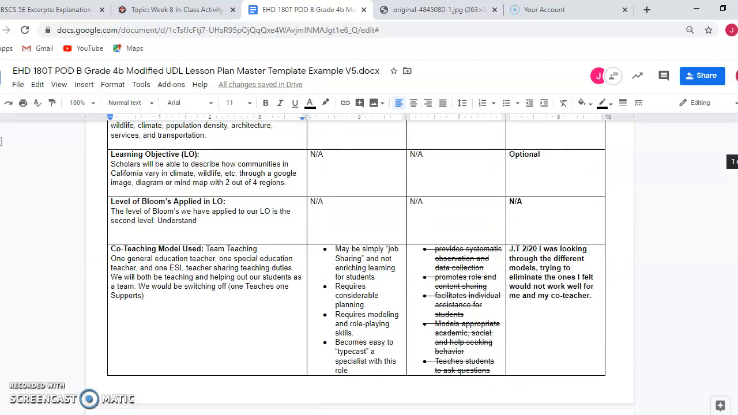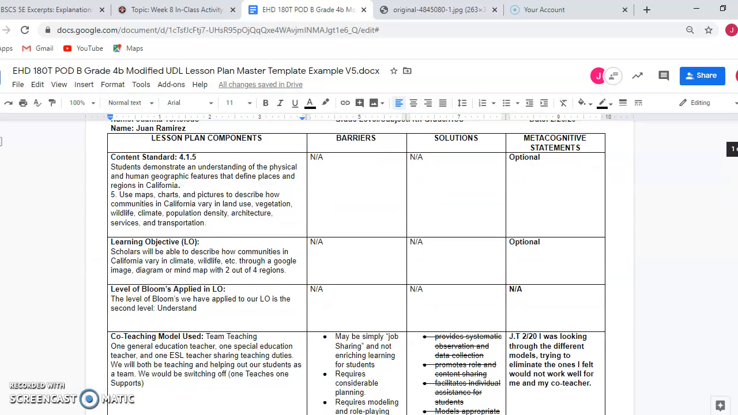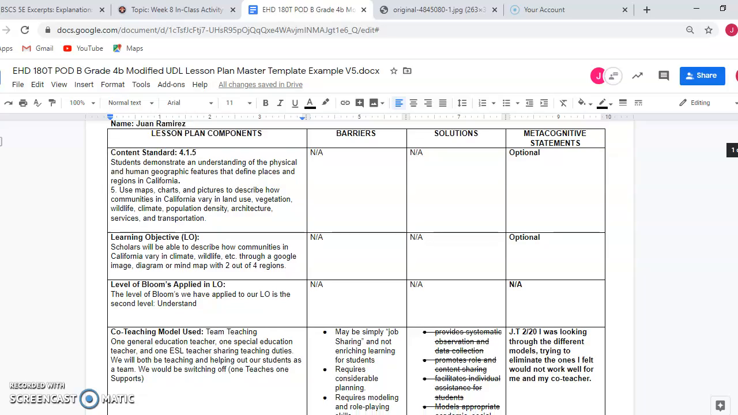So my learning objective is: scholars will be able to describe how communities in California vary in climate, wildlife, etc. through a Google image, diagram, or mind map with 2 out of 4 regions.